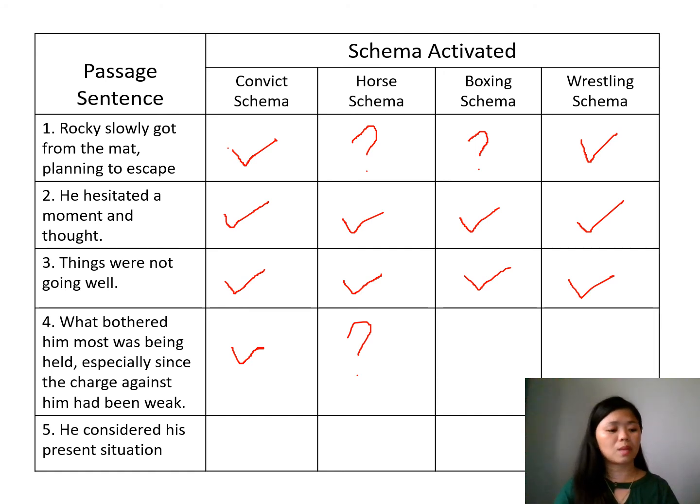Okay, under boxing schema, check. Being held by opponent, charges means jabs and punches by opponent. Under wrestling schema, check. As being held by opponent, wrestling charges made by opponent. Okay, let's go to number 5. He considered his present situation. Okay, this sentence fits in all the schema.